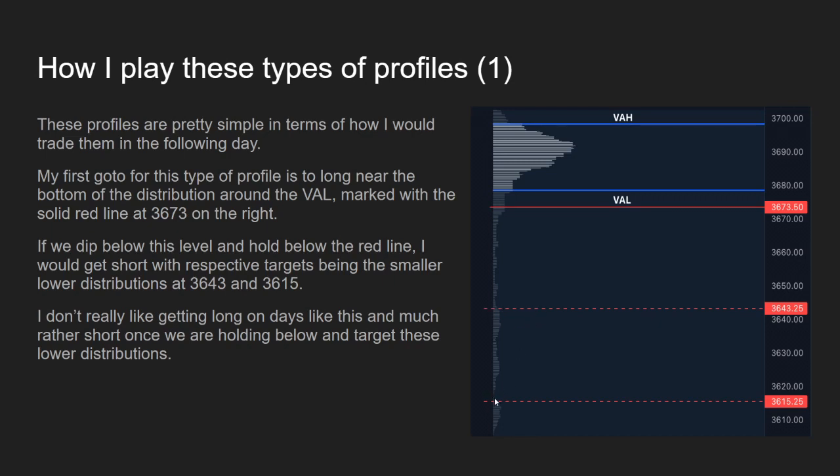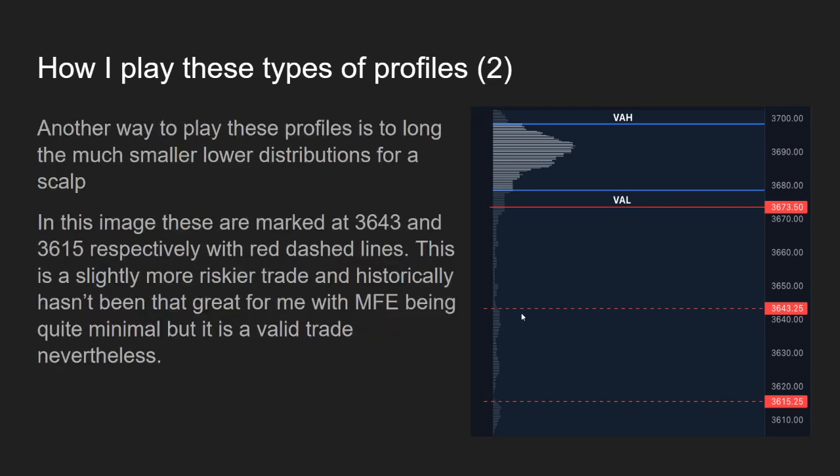This is also true for 3615, which is at the bottom of a low volume area and above a main distribution. There's also another way I like to play these profiles. This is a slightly more risky way of playing the profiles, which is to long these smaller distributions at the bottom. We can see there's a small distribution at 3643 and 3615.